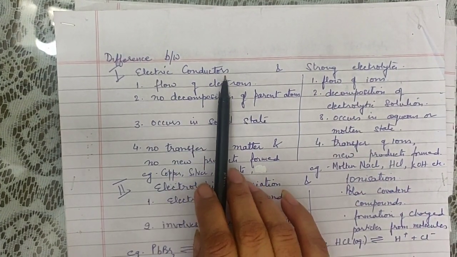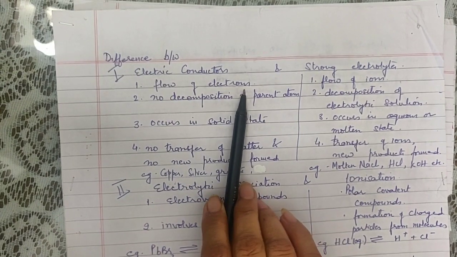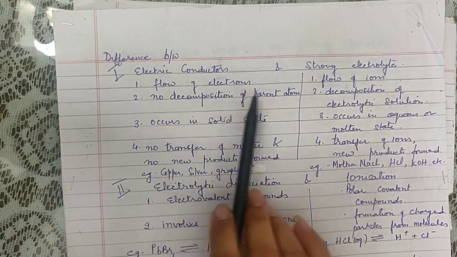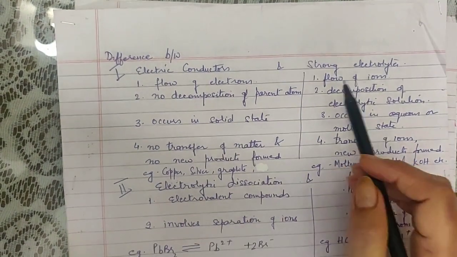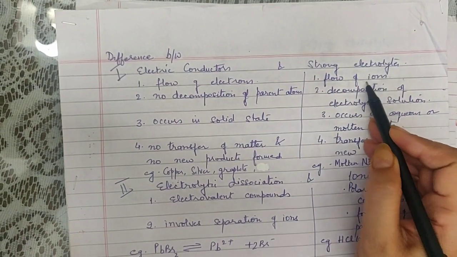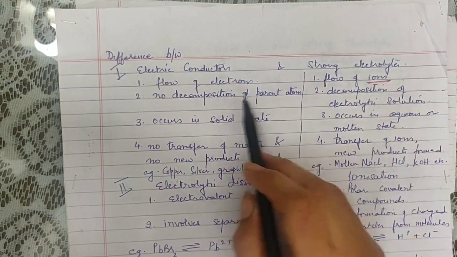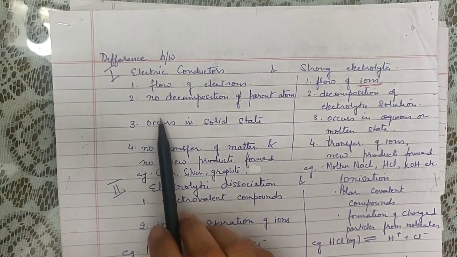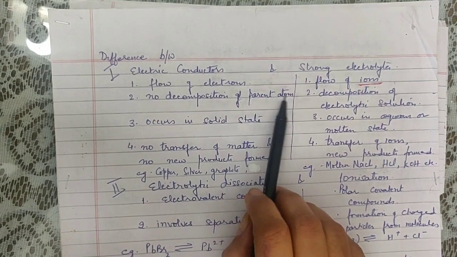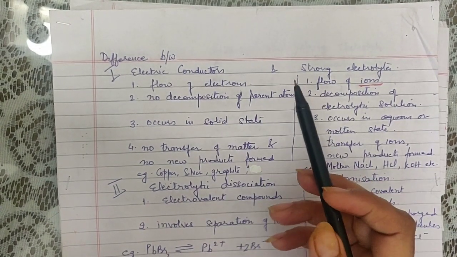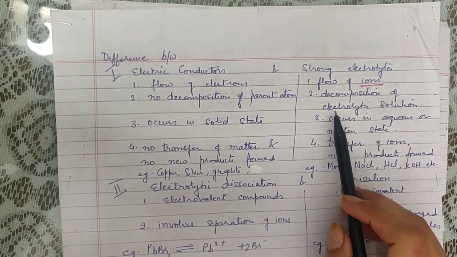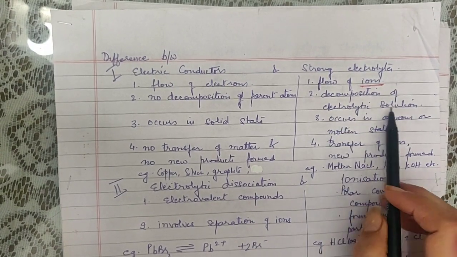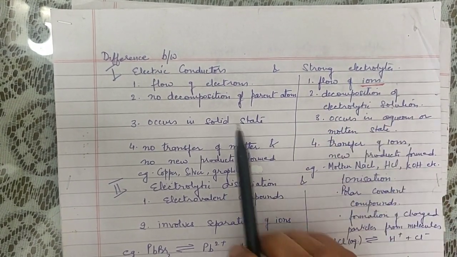In case of electric conductors, there is a flow of electrons. The electrons move from one place to another and that is what is carrying the current. Here, the flow is of ions, not of electrons. So this is one difference. In electric conductors, for example, a wire of copper, there is no decomposition of the parent atom. That means the copper atom is not decomposing in any way. But in case of electrolytes, the decomposition of the electrolytic solution takes place.